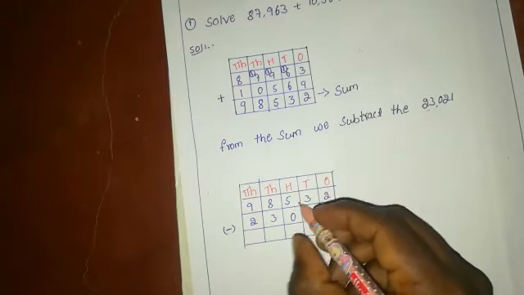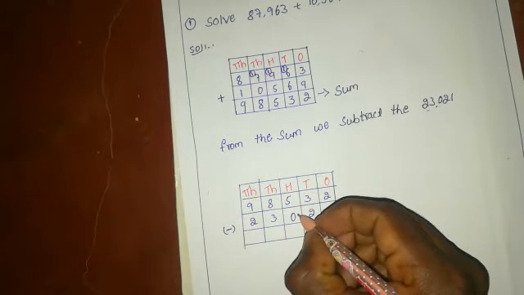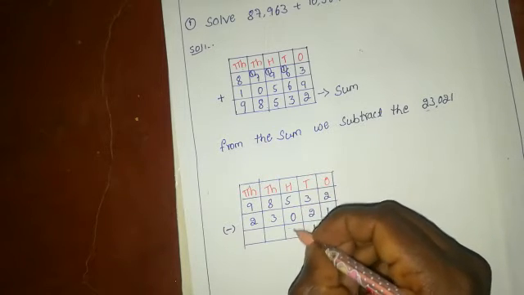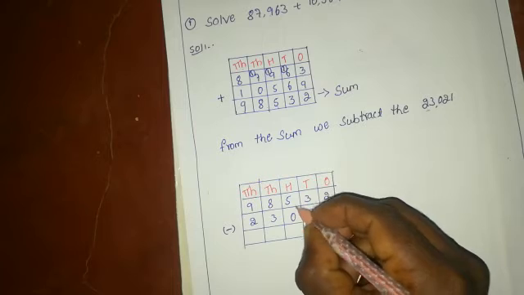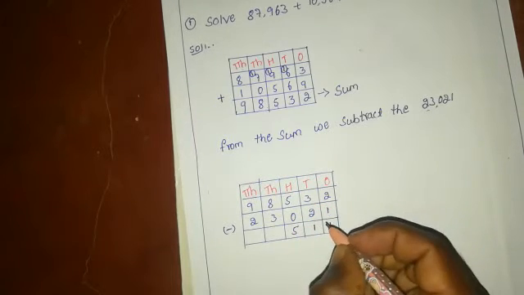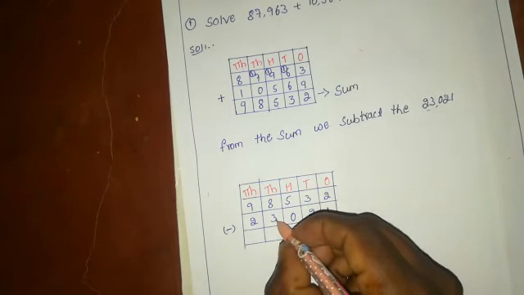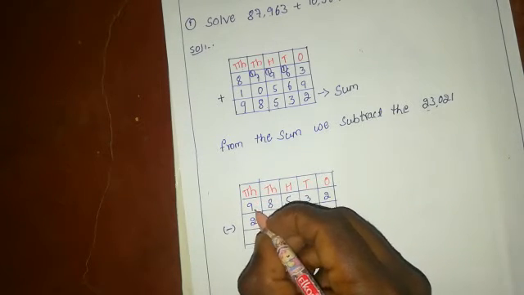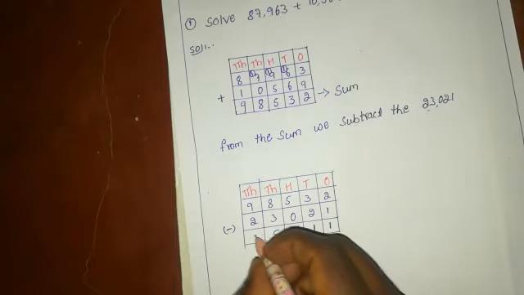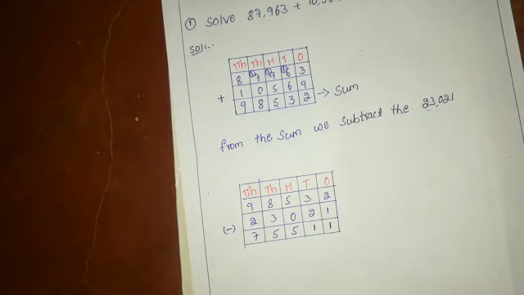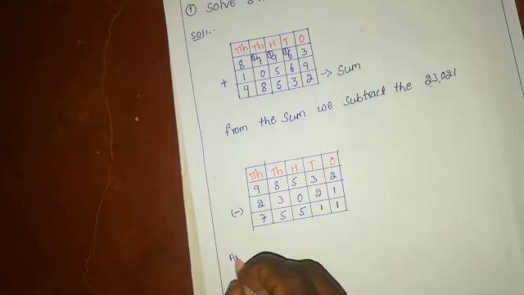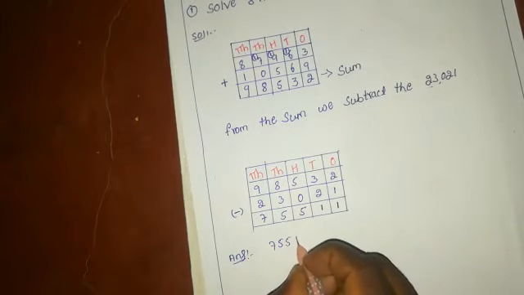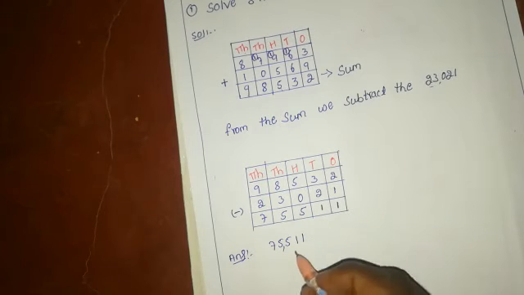And here in the hundreds column we have a 5 and 0. We know one rule: when we subtract 0 from any number we get the same number. When we subtract 0 from 5 we get 5. Next we subtract 3 from 8, we get 5. And here at the ten thousands column we subtract 2 from 9, we get 7. Finally we get the answer. The final answer is 7, 5, 5, 1 and 1. This is the final answer.